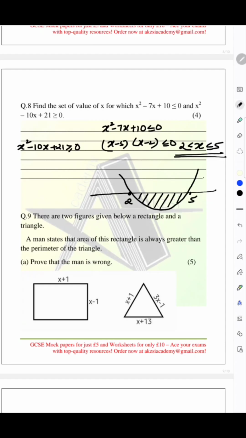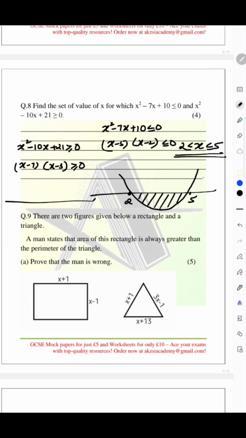For the second one, x squared minus 10x plus 21 greater than or equal to 0. Here, the two numbers are negative 7 and negative 3, because if you add them, it will give you negative 10, and on multiplying, will give you 21. So (x minus 7)(x minus 3) greater than or equal to 0. On plotting, x1 will be 3 and x2 will be 7. It says greater than or equal to 0, that means looking for the positive regions only, which are these two.